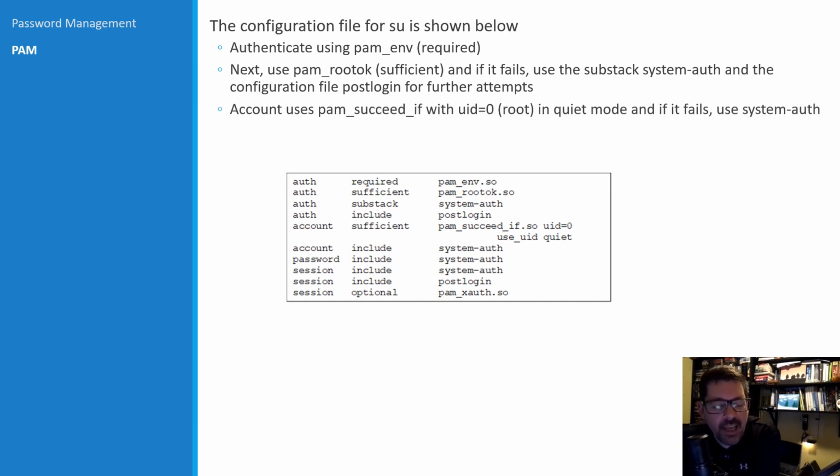And then finally, when we get to account, account check. So that line that says account sufficient pam_succeed_if uid = 0, that means if the person logged in is root, then it succeeds. Otherwise, it's going to move to system-auth and see if they're root post login. So that's basically how this is configured. So the su command is not going to work if you don't have root privileges. That's essentially what this is saying. And it's also controlling how it's going to validate that you're actually a root user. That's going to happen in the auth stack that you see at the top.